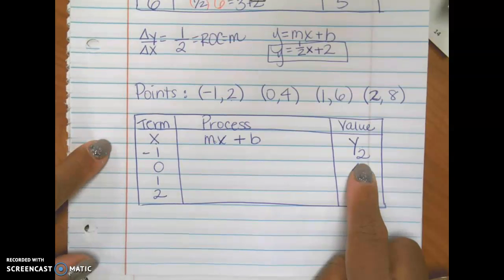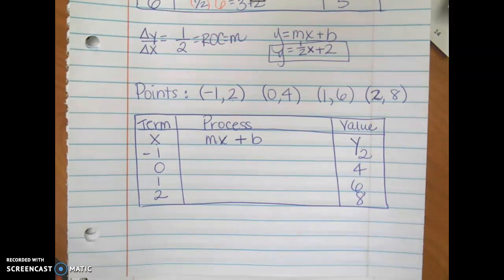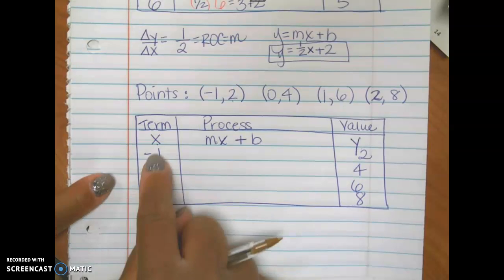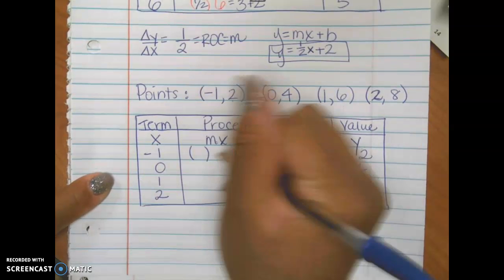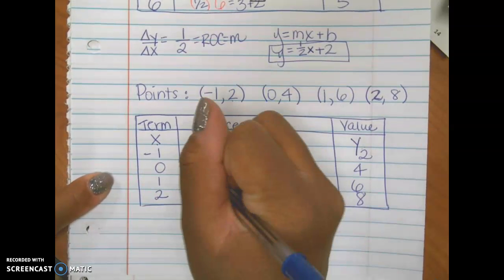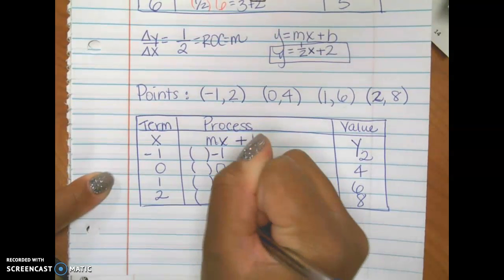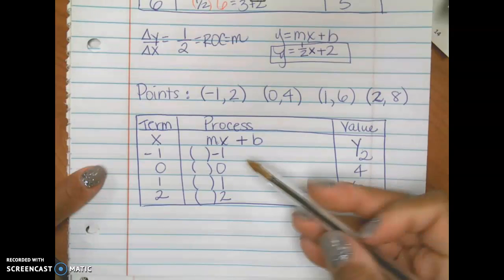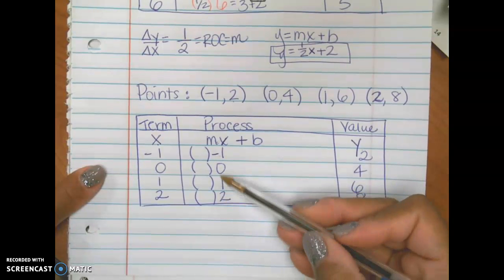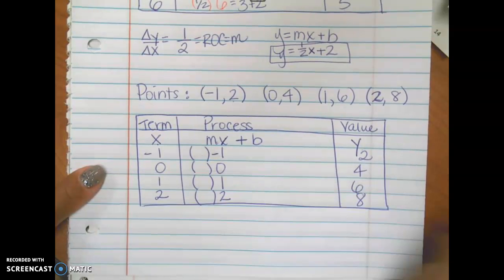Okay, so step A says to write the term next to the parentheses. Okay, here are my terms. Here are my parentheses. Parentheses, -1. Parentheses, 0. Parentheses, 1. Parentheses, 2. I'm putting parentheses here because I'm going to multiply by whatever number I get here.